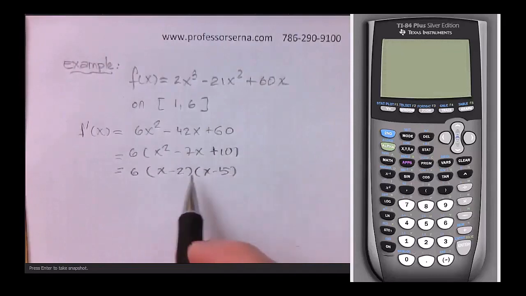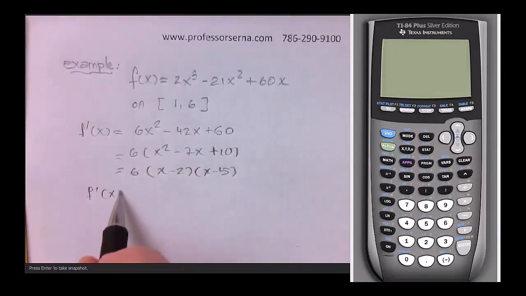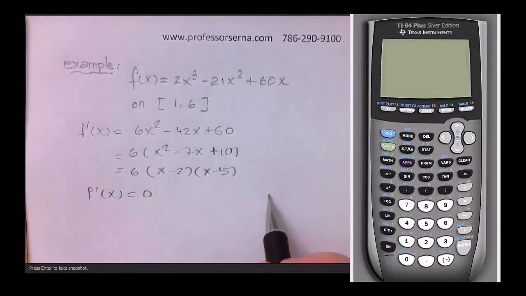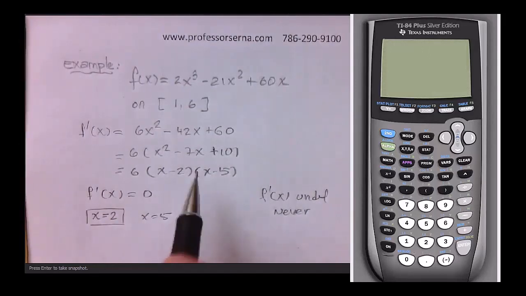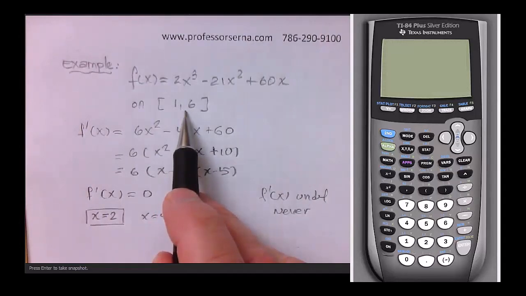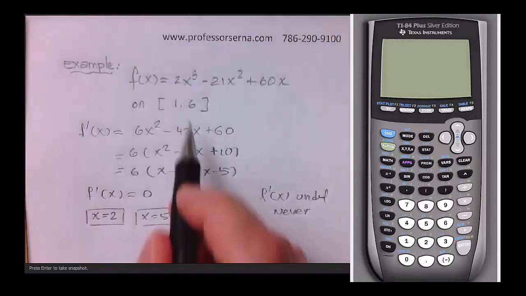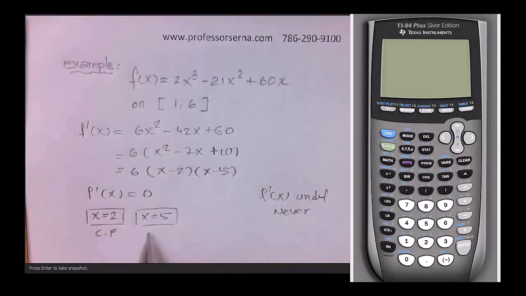And what we want to do is find the critical points. So find the values that make the derivative 0 and find the values that make the derivative undefined. But the derivative is also a polynomial, so it's never going to be undefined. Now, if we make this 0, then we are going to find two values, x equals 2 and x equals 5. And x equals 2 is in this interval, and x equals 5 is also in this interval. So they are critical points.